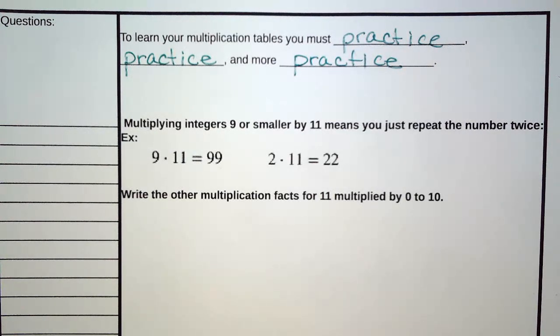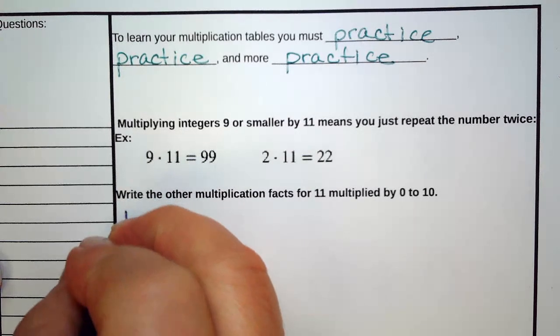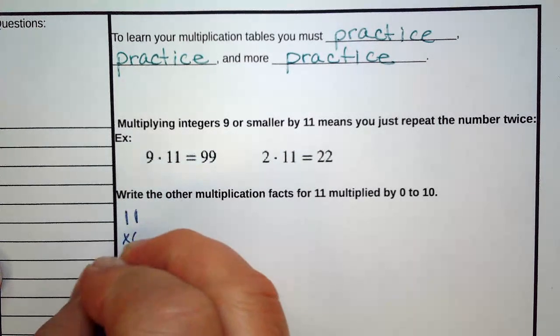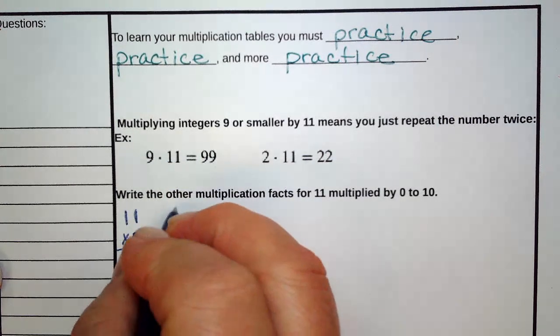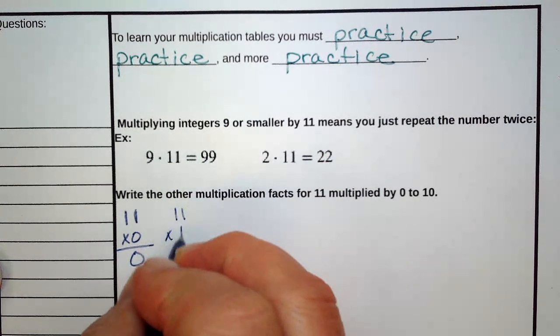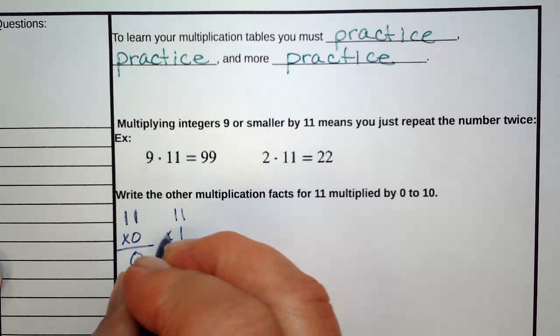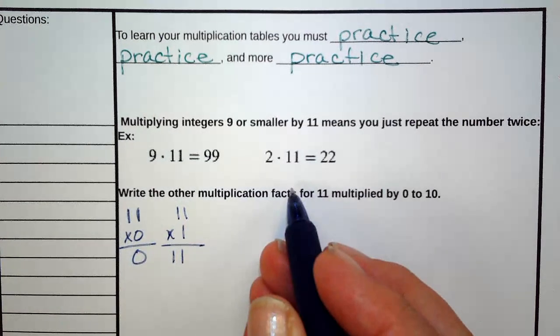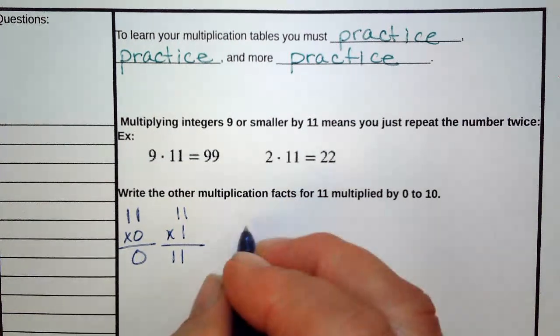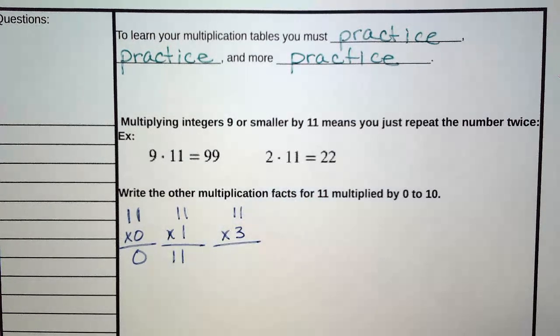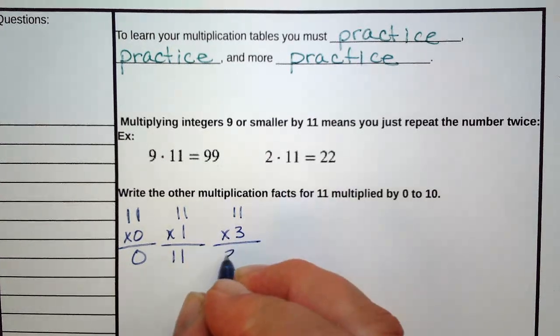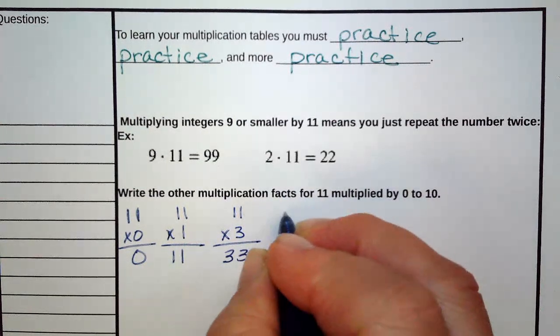So 11 times 0 is 0. 11 times 1 is 11. Okay, I've got 11 times 2 up here. What do you think? If you think 22, you would be correct.